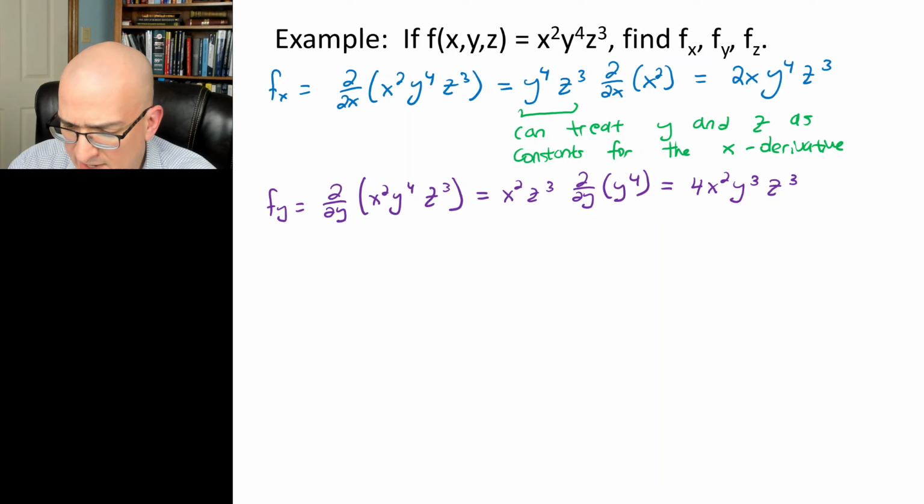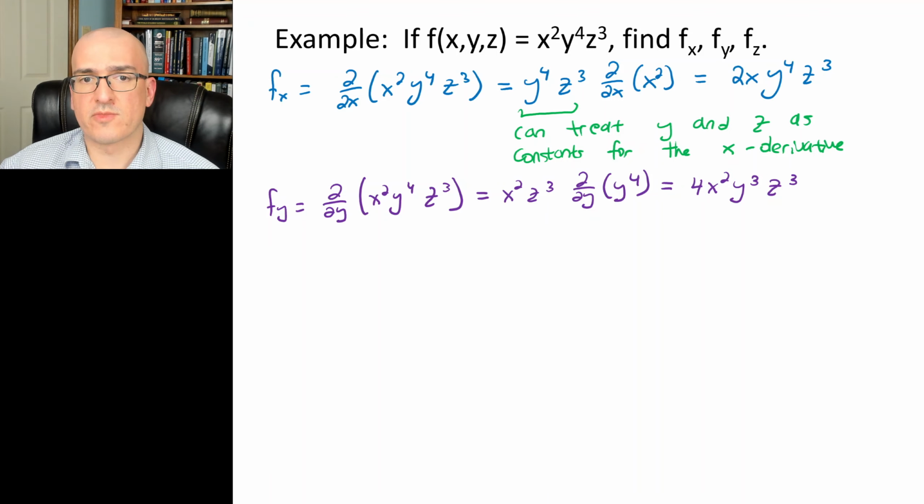I'm writing these final answers in standard form. Constant, like the real constant out front, the 4 or the 2, and then the x thing, and then the y thing, and then the z thing.